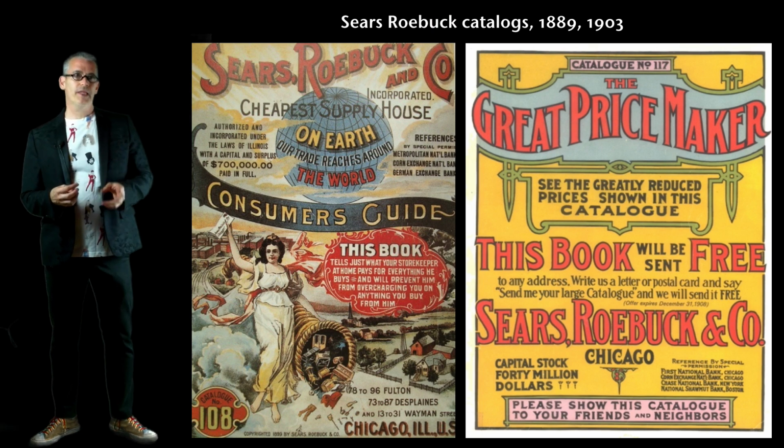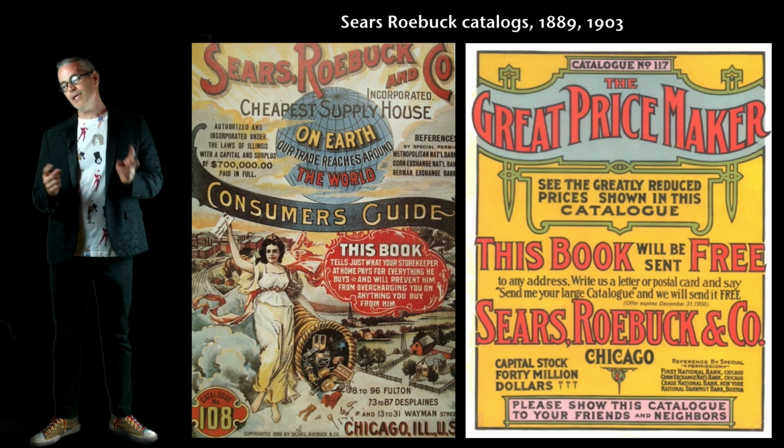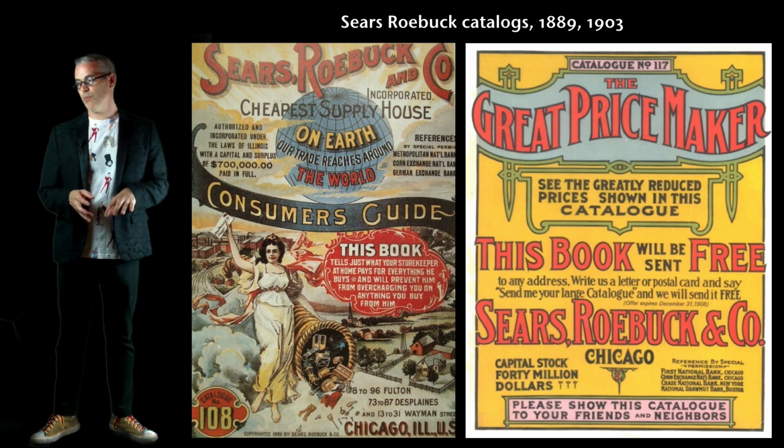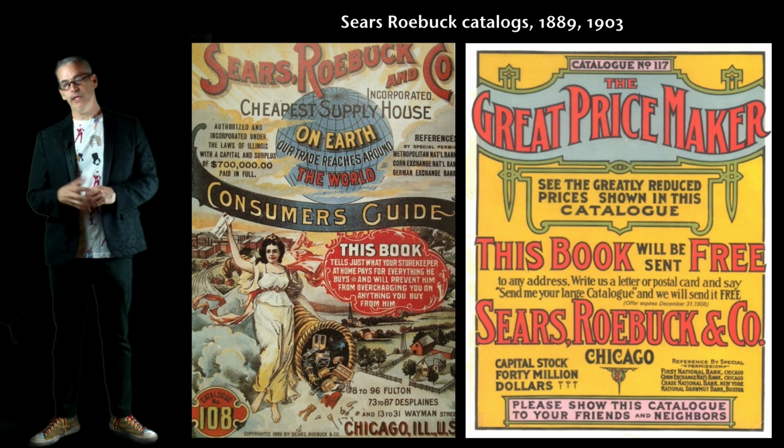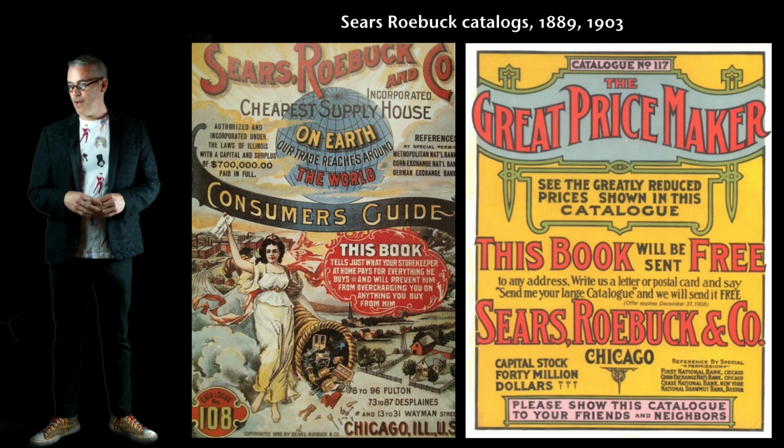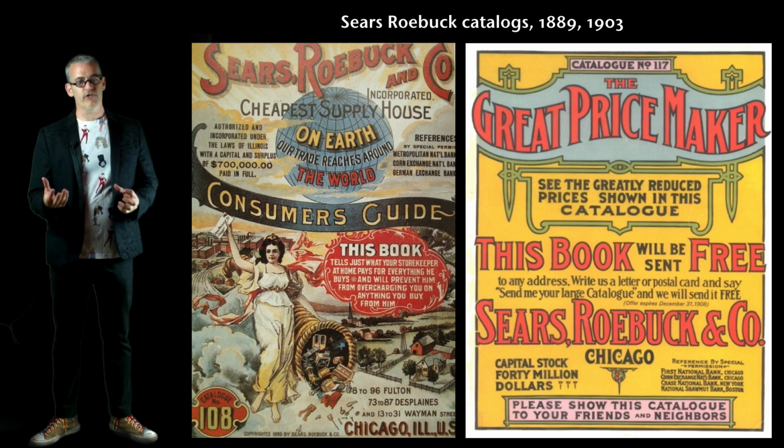Train advances also allowed a complete change in commerce. I'm skipping ahead a little with this image. This is the Sears and Roebuck catalog from 1889 and 1903. We're going to look more at that next week in the Art Nouveau period. But think about what would change with longer distribution systems.